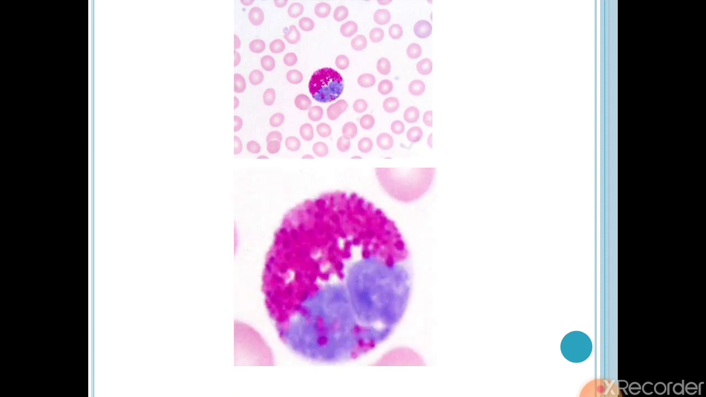This is a picture of eosinophils. Now you can see the highly resolved image. Now you can see the two lobes of the nucleus. So this is the picture of eosinophils.